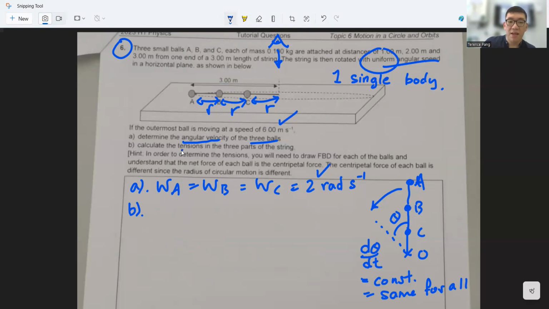Okay? If they ask you to find the tension in three parts of the string, now the tension, is it the same? Actually, it's not. Tension A is not equal to tension B, is not equal to tension C. So again, that's a basic concept to understand. The reason being is that the tension provides for the centripetal force, mv squared over r. If your r changes, your T will change as well. Okay, if your V changes, it will change as well.